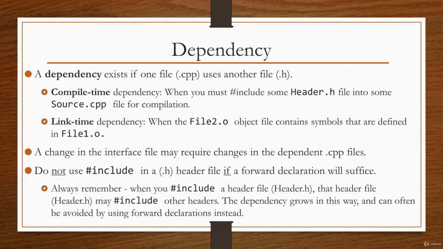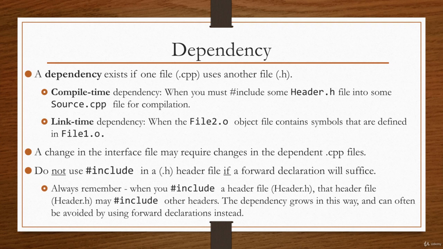Well, a dependency exists if one file, typically a .cpp file, uses another file, right? And what do we include in .cpp files? Well, header files, .h files. We have compile time dependency, and that is when you must include some header file into some source file for compilation. And then you also have link time dependency, and an example of that is when you have a file, let's call it file2.o, some object file. That file contains symbols that are defined in file1.o, which is also an object file.